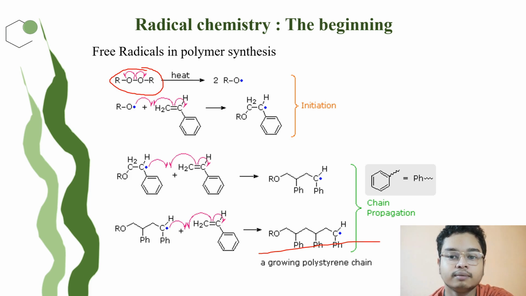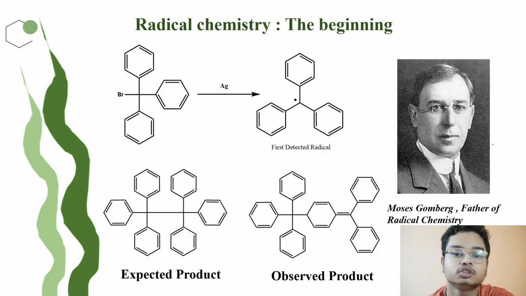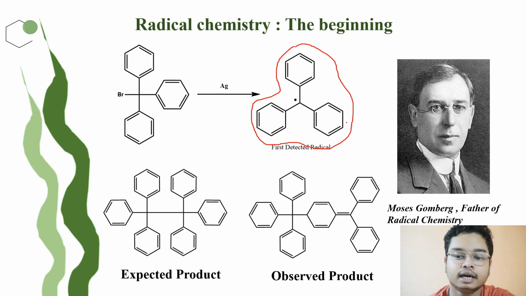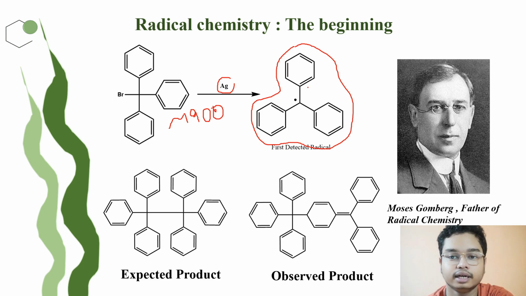Okay, so let us talk about a little bit of the history of radical chemistry. The first detected radical is this triphenyl carbon radical, and this is actually a stable radical due to the presence of these three phenyl rings. This triphenyl bromide reacts with silver metal to generate this type of radical. This was done nearly in 1900. I don't remember the exact year, but nearly in 1900 this reaction was done.